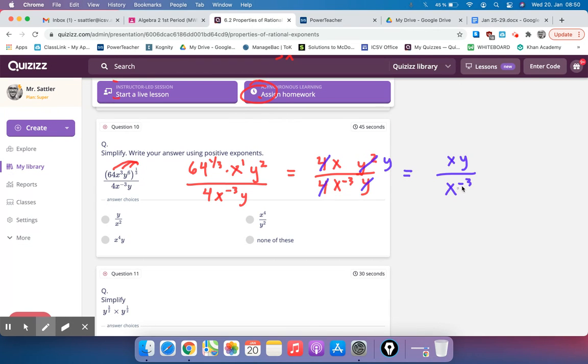Now how do we make this x to the -3 positive? We move it upstairs. So that leaves just a 1 in the bottom, and now we have x times x cubed times y. When we move the -3 upstairs, it becomes positive, and then we have to multiply. So when we multiply x times x cubed, we just add the exponents. So that's x to the 4th times y. We can get rid of the 1 on the bottom, it doesn't make a difference. And there we go, x to the 4th times y.